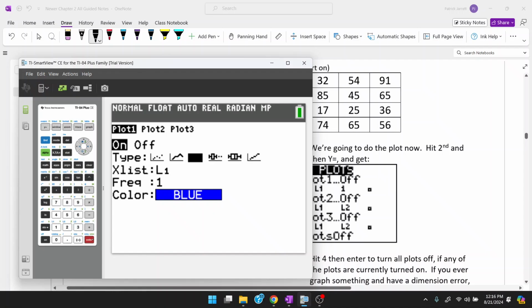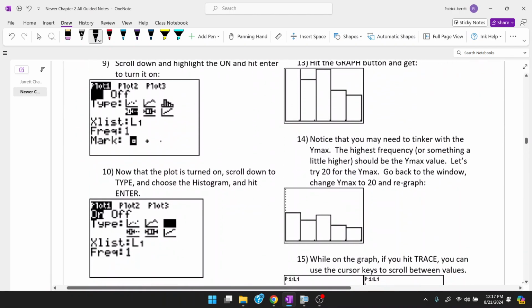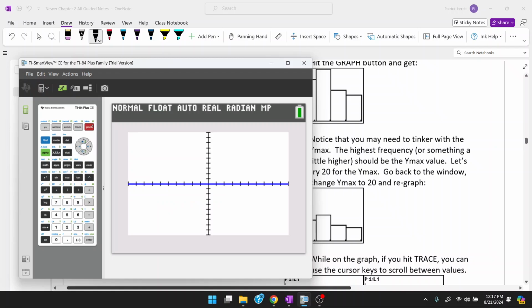All right, so the third plot is the histogram. That's what we wanted. Now, the X list is L1, which is what we had, and frequency is 1. Don't touch that. Now, here's the thing. When we go to graph that, we see something that's rather screwed up. So don't freak out, because here's what's going to happen.